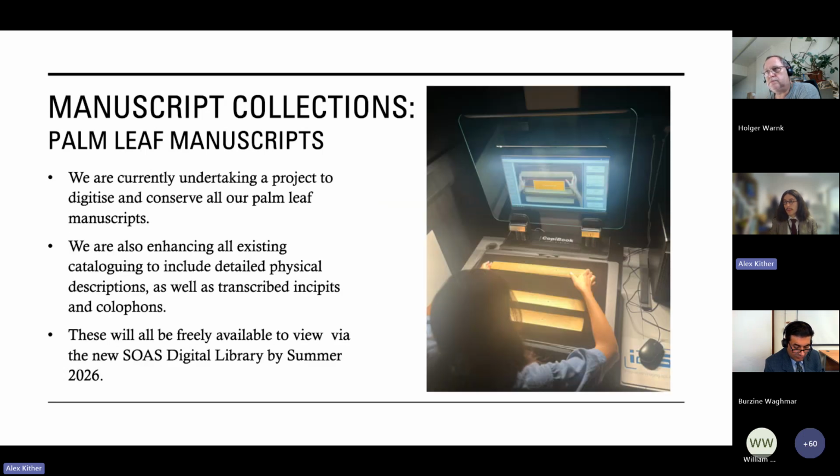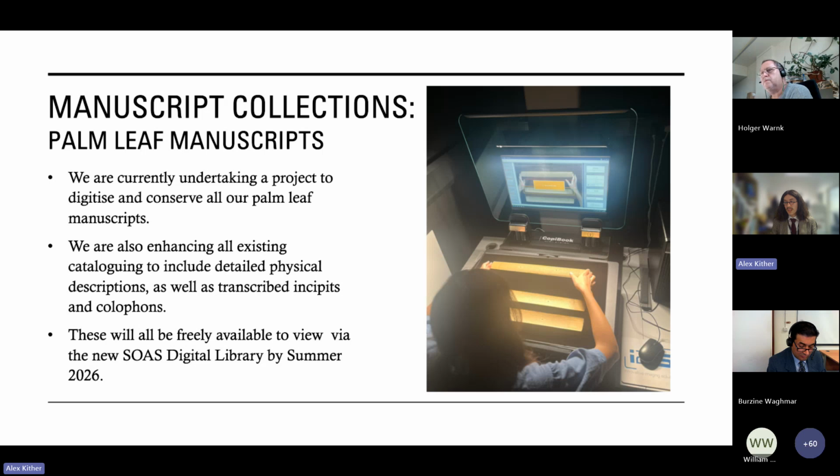But also on the palm leaf manuscripts, we're currently undertaking quite a large project with our entire palm leaf manuscript collection, which will involve the digitization and conservation of all of our manuscripts, as well as the enhanced cataloguing of those manuscripts. And that will include transcribing incipits and colophons from the manuscripts in the various languages and scripts that they are in. So this is currently work that's being undertaken. You can see there my colleague Maria digitizing one of the palm leaf manuscripts.